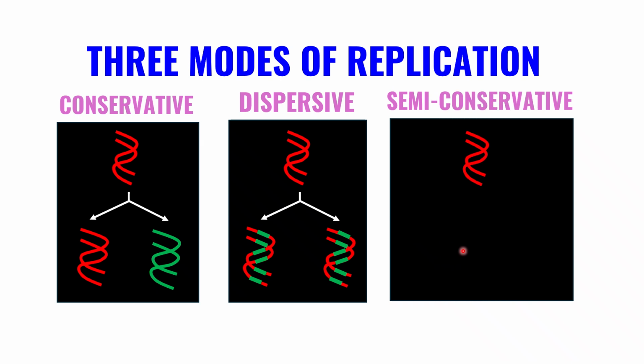According to semi-conservative mode of replication, 50% of DNA is conserved. It means each daughter double-strand DNA has one original and one newly synthesized strand of DNA. This is semi-conservative mode of replication, and this was addressed by Meselson and Stahl.